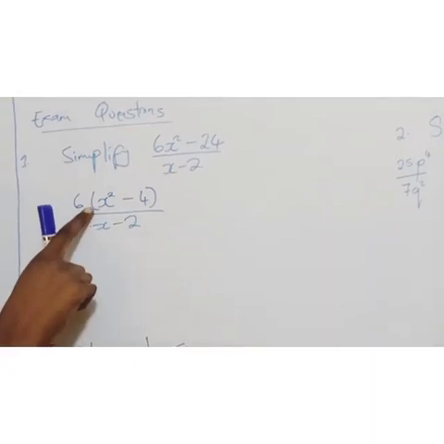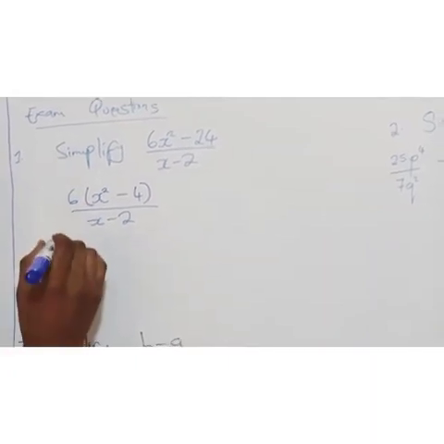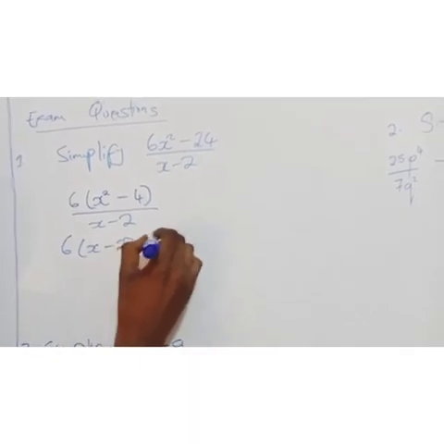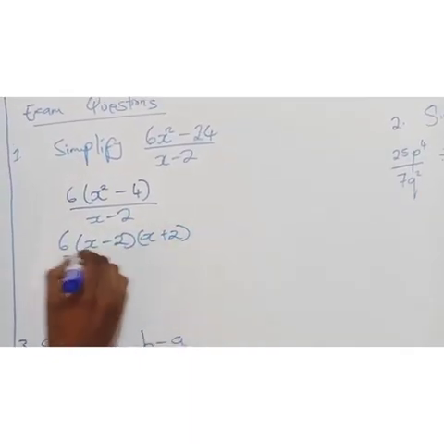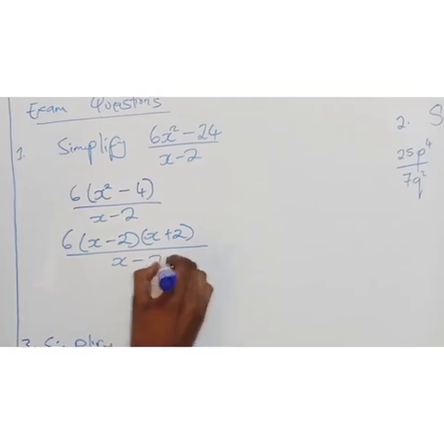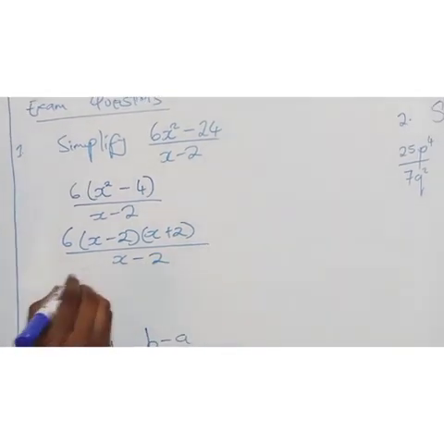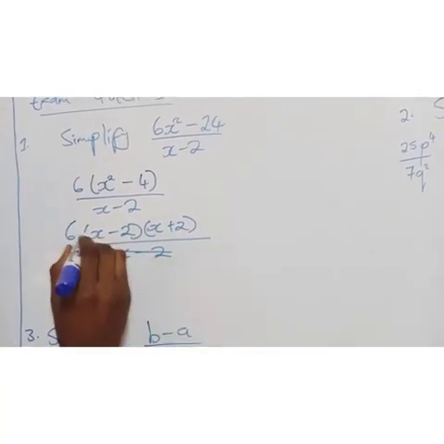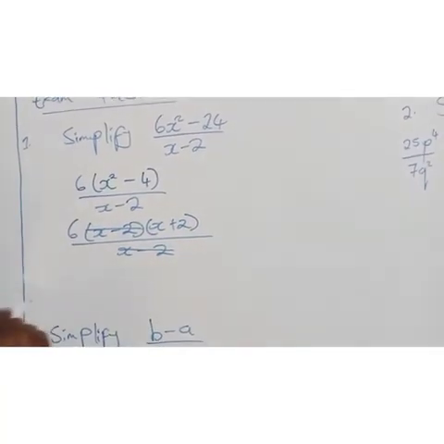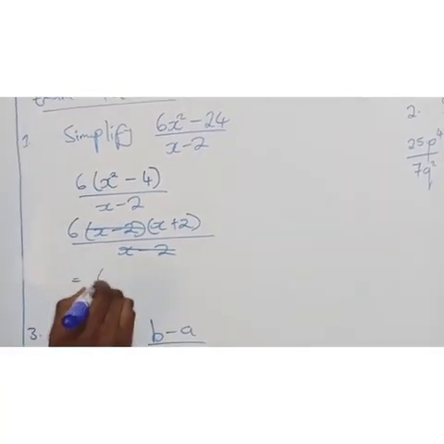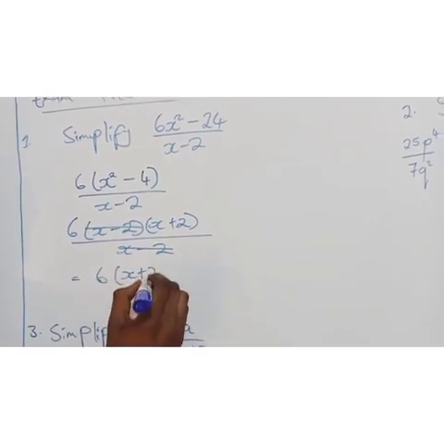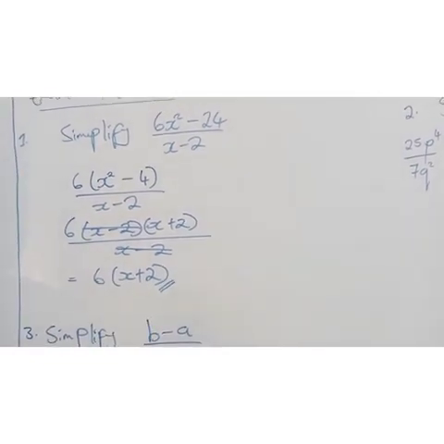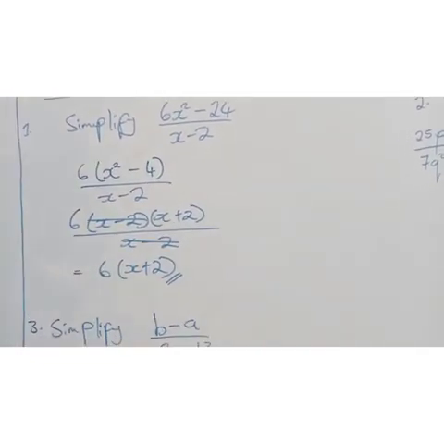We haven't fully factorized this. This is a difference of 2 squares. So we have 6, then (x minus 2), then (x plus 2), over (x minus 2). So what we do here is cross out what is common. You see, this is common and this is common. You cross them, you cancel them. So your final answer is 6 times (x plus 2). So simplification always goes with factorization. Let's look at our example 2.